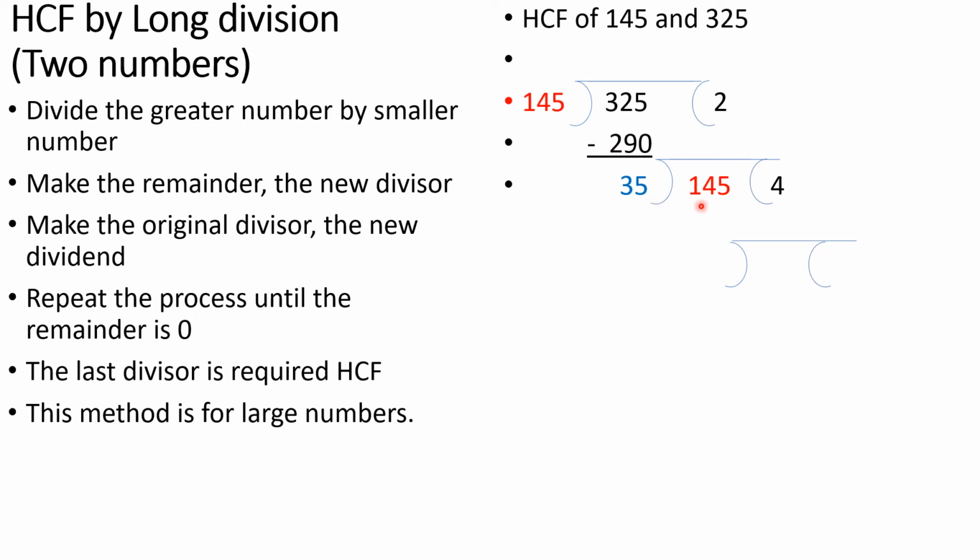Now we will divide 145 by 35. So by 4, 35 fours are 140. We will subtract it. Remainder will be 5 and this remainder will become our divisor and this 35 will be dividend. Now 5 sevens are 35 and remainder is 0 here. It means our HCF will be 5, because of this last divisor the remainder is 0. That's why this last divisor will be our HCF. So 5 is the highest common factor for these two numbers.